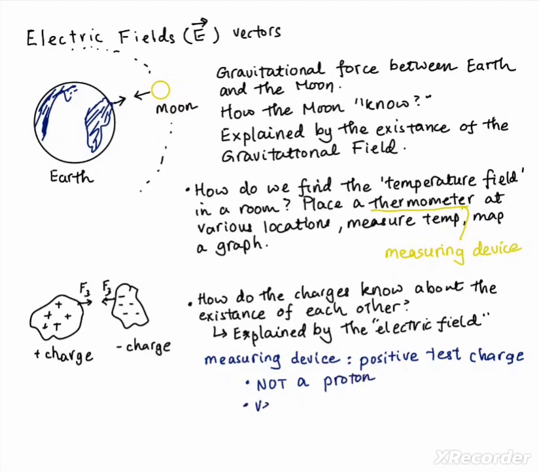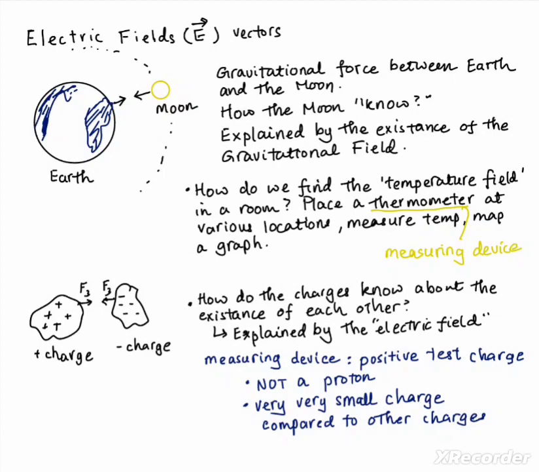And it has a very, very small charge, a tiny charge compared to what we are measuring. So compared to the other charges that we are studying, it has a very, very small charge. And that's because we don't want this positive test charge going into these other charges and changing how they act around each other. So we need something that is so insignificant that it doesn't affect these other charges.